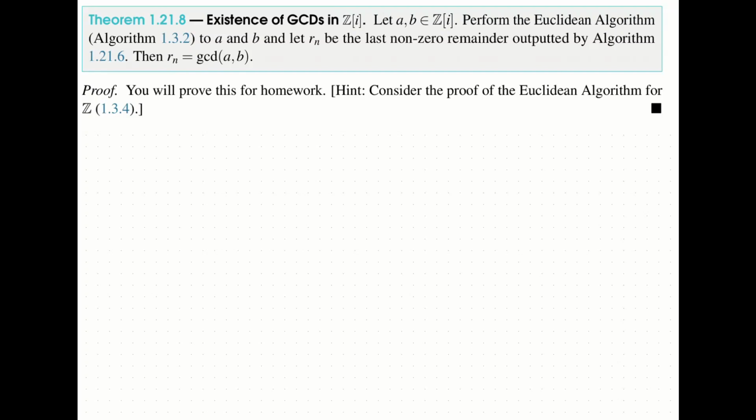If we have Gaussian integers a and b, through the Euclidean algorithm, we have that the last nonzero remainder r sub n is going to be the GCD of a and b. And so this will be one of the homework questions that you'll see. Now this demonstrates that these notions that we have for the integers continue to extend over to the Gaussian integers, and that will provide us in our next lesson with being able to prove a fundamental theorem of arithmetic for the Gaussian integers.